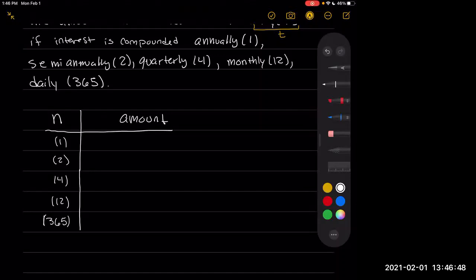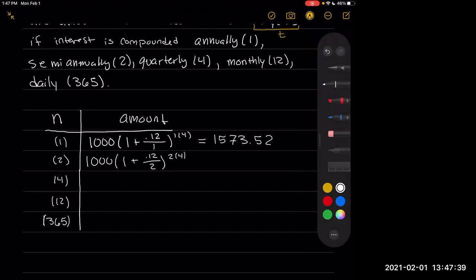So using our formula, it will be 1,000 times 1 plus 0.12 over 1, all raised to the 1 times 4. So here we have our principal P, our 1, and then our 12% over the number of times we compound yearly, which is 1. And then again, that n, which is 1, times 4 years. If you were to plug this into a calculator, you would get 1573.52. And then for semi-annually, it would be 1,000 times 1 plus 0.12 over 2, all raised to the 2 times 4.